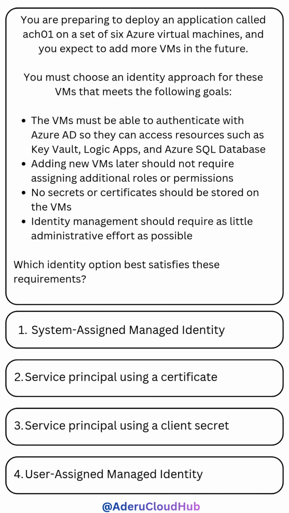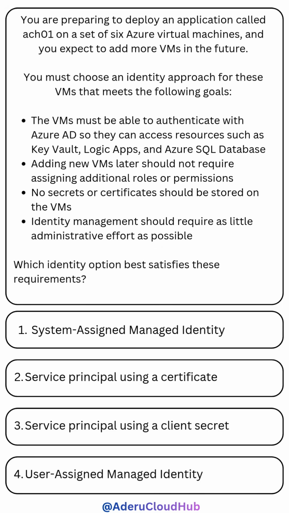First one is system assigned managed identity. System assigned managed identity is assigned at each virtual machine level. Let's say if we have 6 virtual machines, we need to have 6 identities, and future virtual machines require additional identities, and each time we need to grant permissions. This is not meeting the condition. This is not a correct answer.